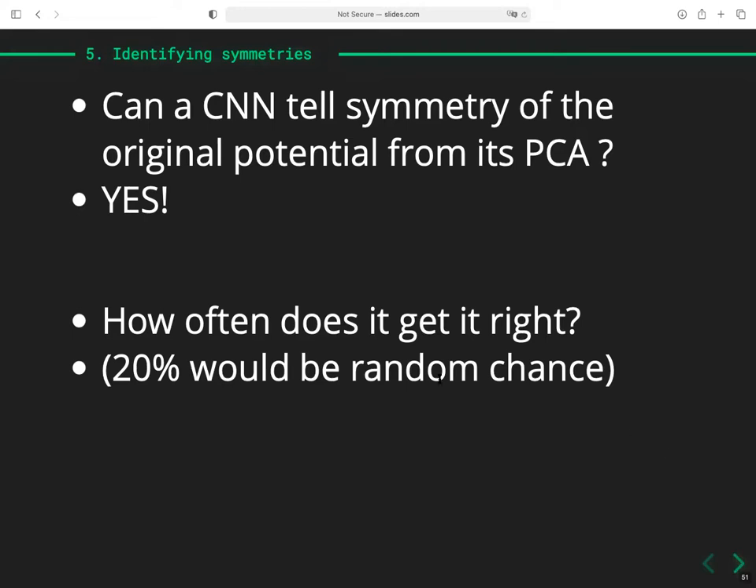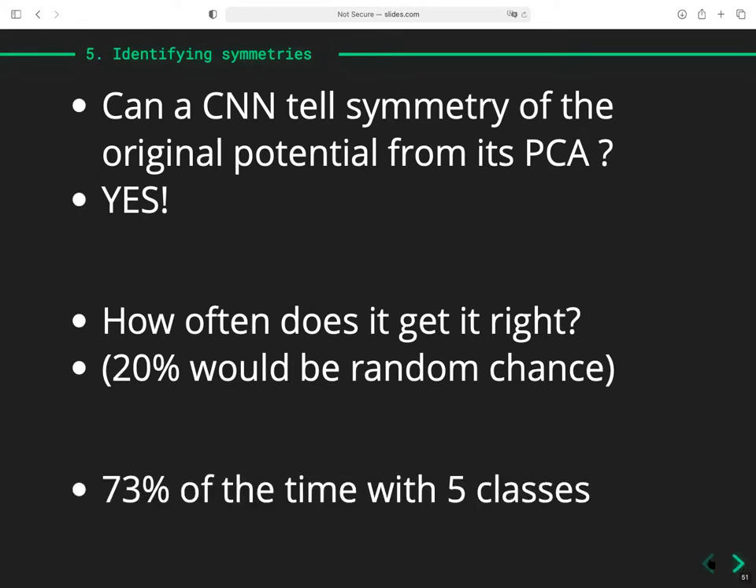Now, by pure chance, we would expect to get it right 20% of the time, but doing this, we get it 73% of the time. So nothing incredibly amazing, but you have to realize that we've thrown a lot of information. We just drew contour lines with either black or white instead of having the whole range of the values of the potential, and we've projected 200 dimensions onto just 2 using PCA. So we've just done the simplest thing we could think of.